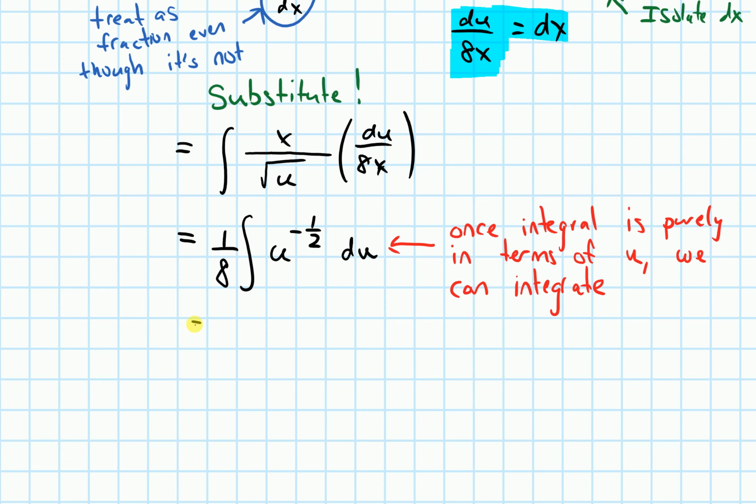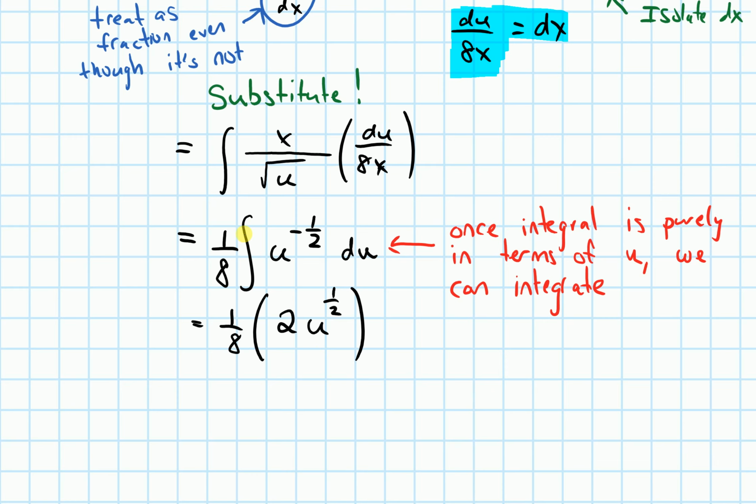So doing that, we get that 1/8 in front. And then reverse power rule says add 1 to the exponent. So 1 added to -1/2 would be +1/2. And then I divide by that new power. I divide by 1/2. But dividing by 1/2 is the same thing as multiplying by the reciprocal, which is 2. Okay, so that is our antiderivative.